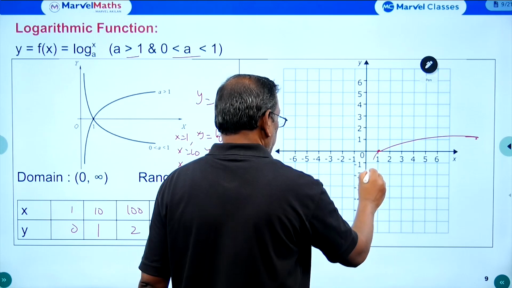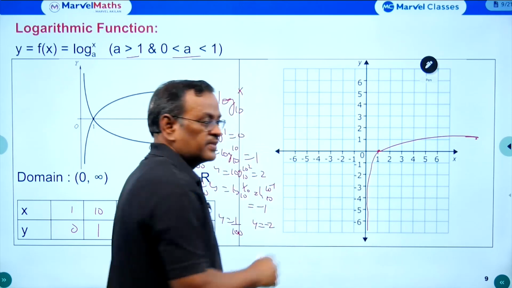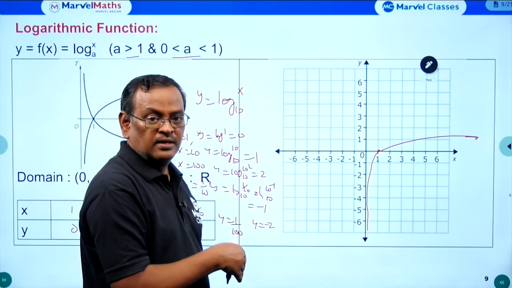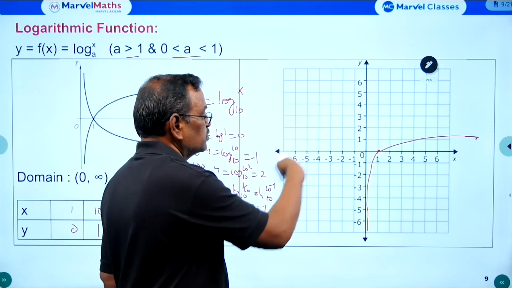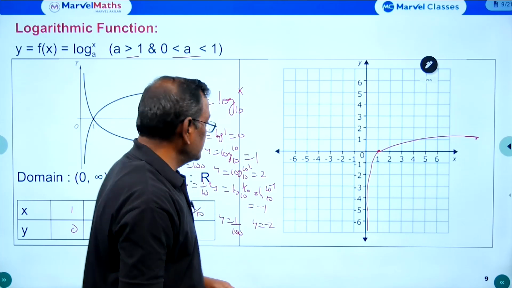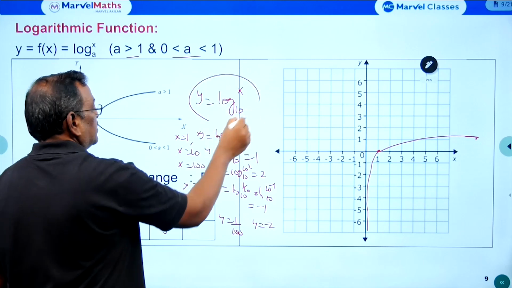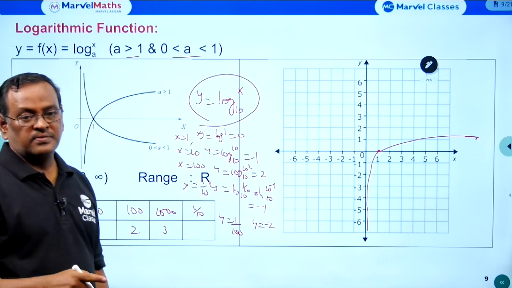So this is the graph. It never touches the y-axis. It goes on up to infinity. So is there any restriction? Very important. Here you can't substitute any negative value as well as 0.